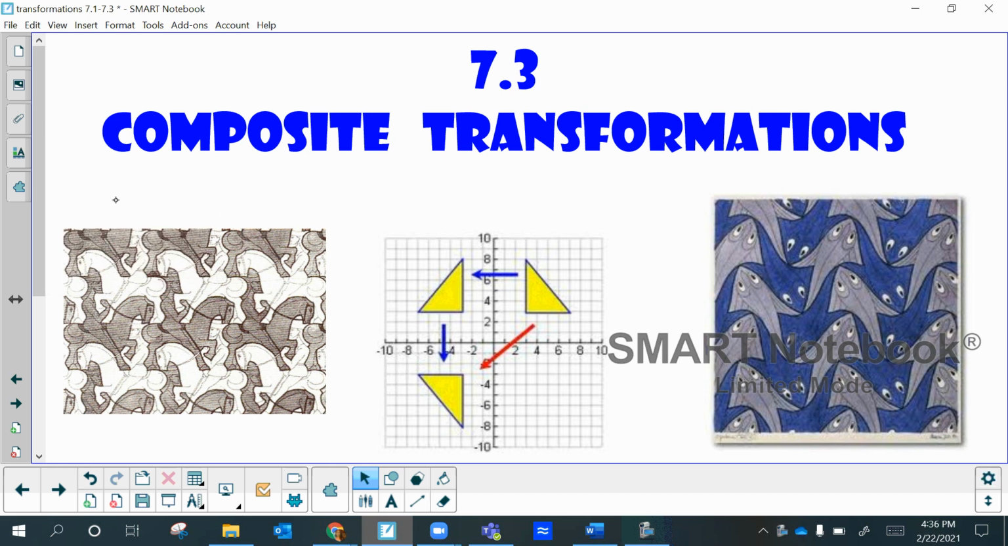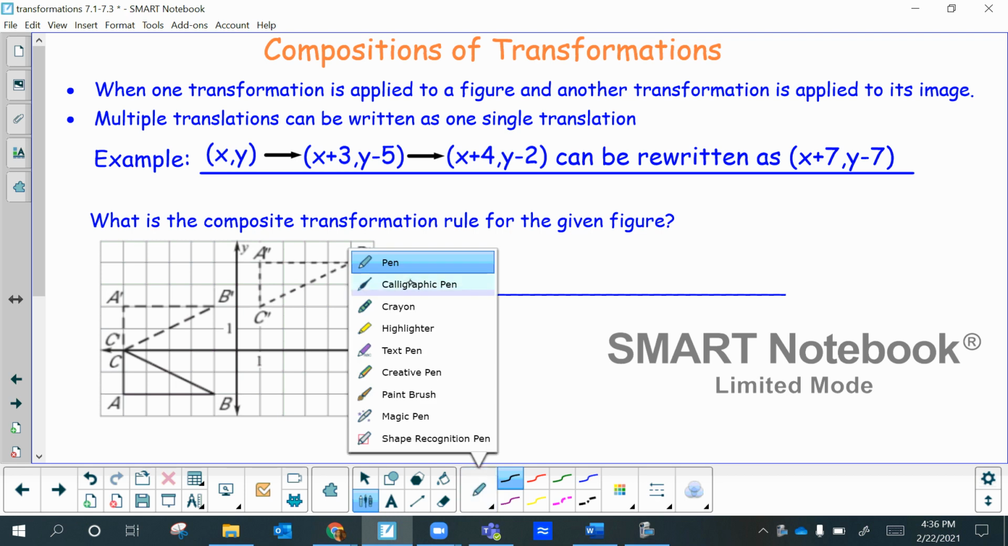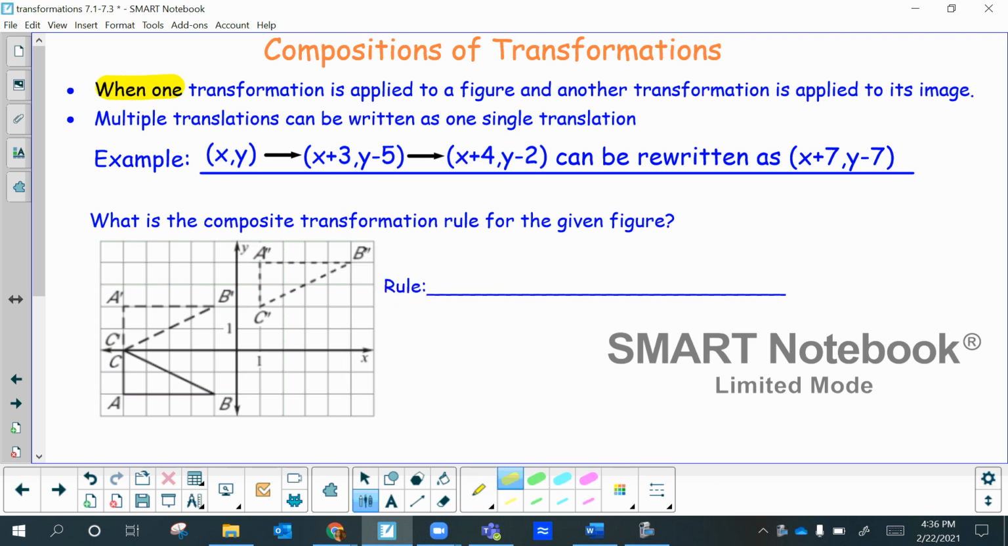All right, this is the last section for transformations, and this one's going to focus on composite transformations. So what are composite transformations? These are when one transformation is applied to a figure and another transformation is applied to its image. It can be two transformations, or three, as many as are applied. When you think of multiple translations, they can be written as one single translation.